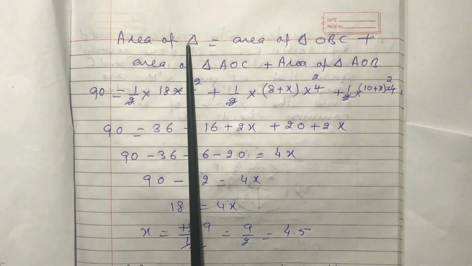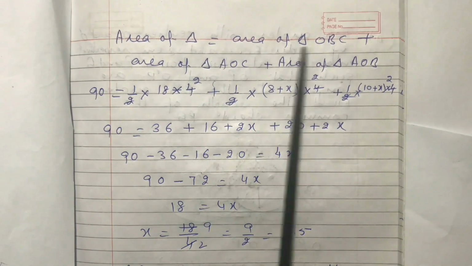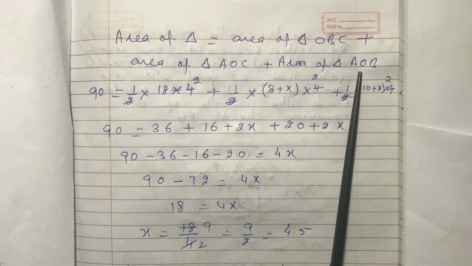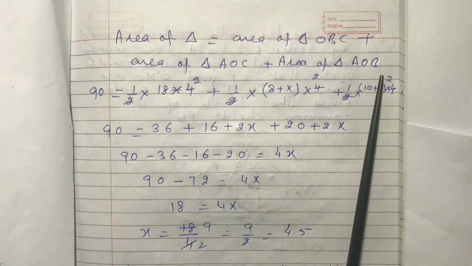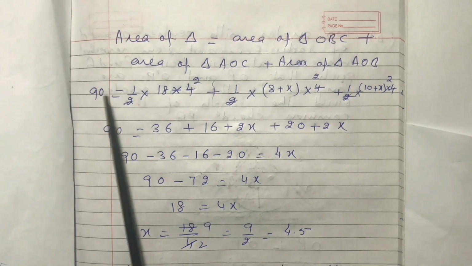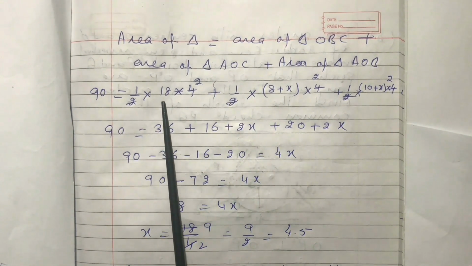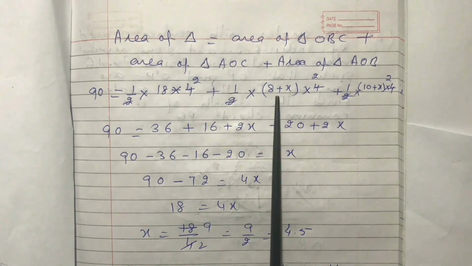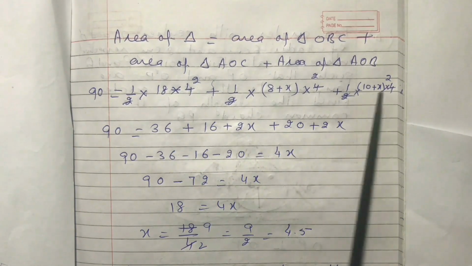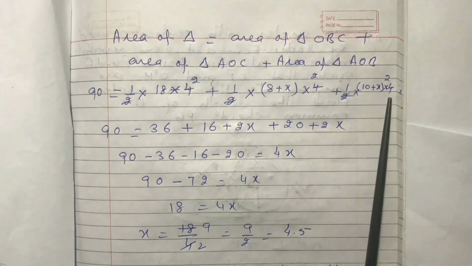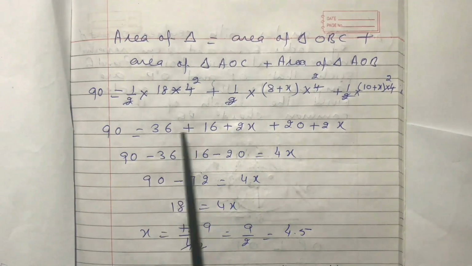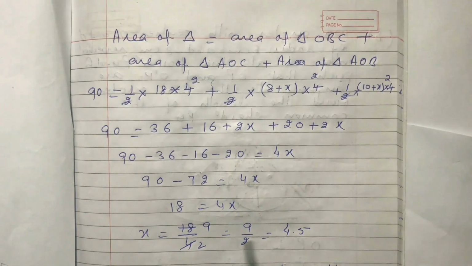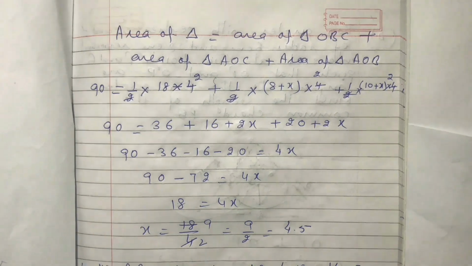Now area of triangle ABC is equal to area of triangle OBC plus area of triangle AOC plus area of triangle AOB. Now we know area of a triangle is half into base into height. So 90 is equal to half into base into height. So half into 18 into 4 plus half into 8 plus x into 4 plus half into 10 plus x into 4. Just cut the numbers. You will have 90 is equal to 36 plus 16 plus 2x plus 20 plus 2x. You will find the value of x which is equal to 4.5.